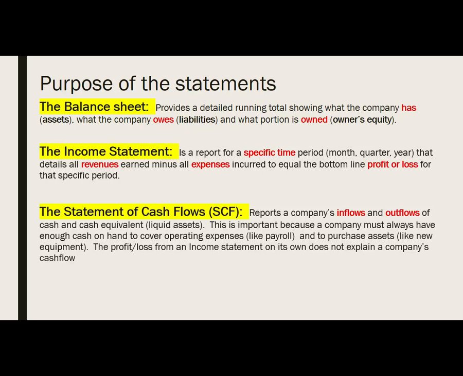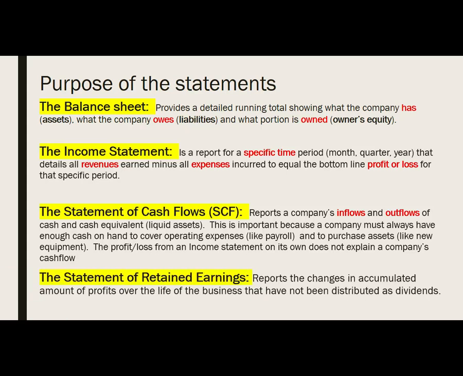It's important because a company always has to have enough cash on hand to cover your main operating expenses. So payroll, you have to be able to pay your staff, and to purchase assets. As your assets start to depreciate, you would have to purchase new equipment. Again, the profit or loss from an income statement really doesn't explain a company's cash flow or a company's health enough. You would have to take a look at both.